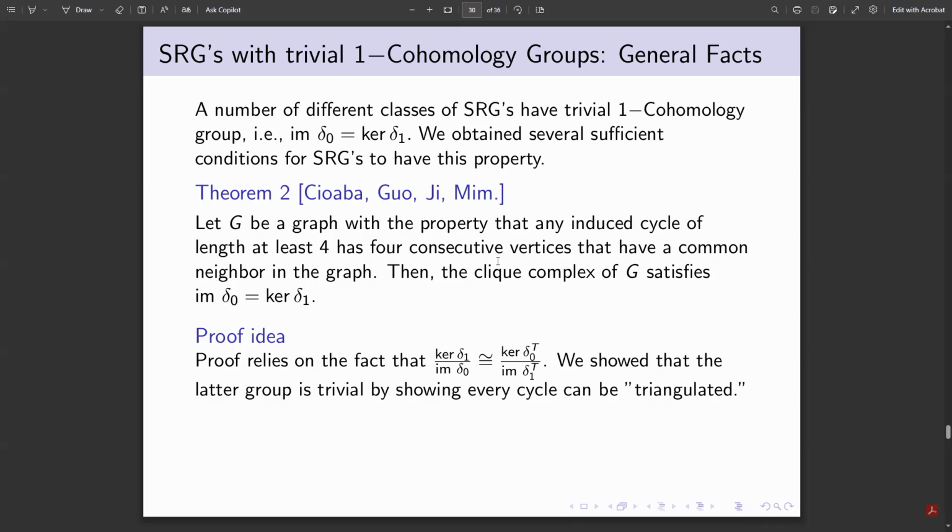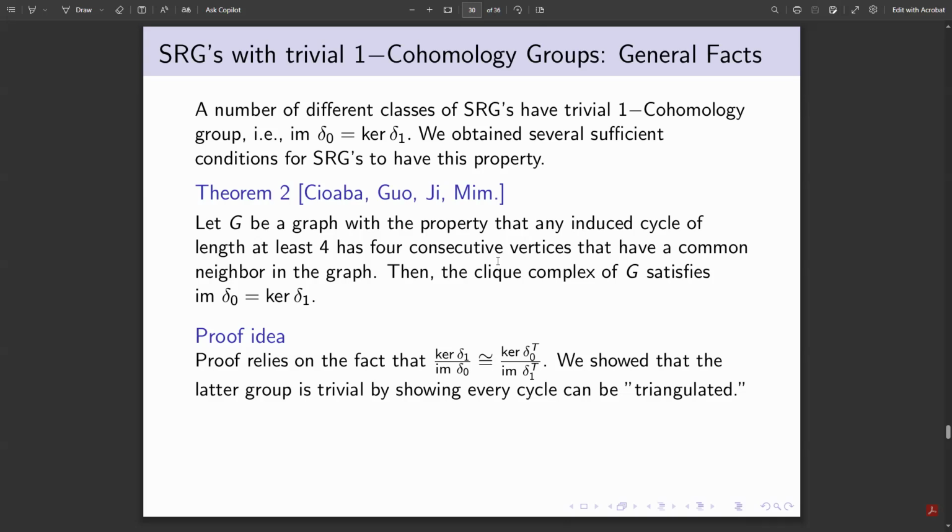And so here's the main result, theorem 2, even though it doesn't look very useful here. It basically says that if your graph has the property that any induced cycle always has 4 consecutive vertices somewhere on that cycle that share a vertex as a neighbor, then your graph will have this property. And the proof idea is basically this.